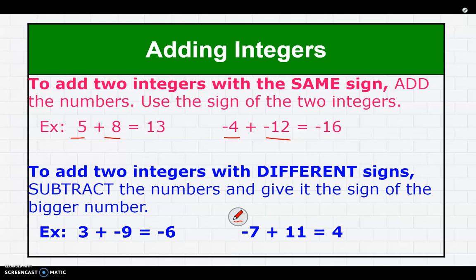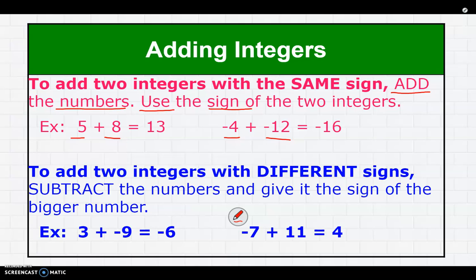Now, we might not know how to add those, so we need to follow the rule that is given to us. The rule is that we are going to add the numbers. Okay, so 4 plus 12 is 16. And our final answer will use the sign of the two integers.